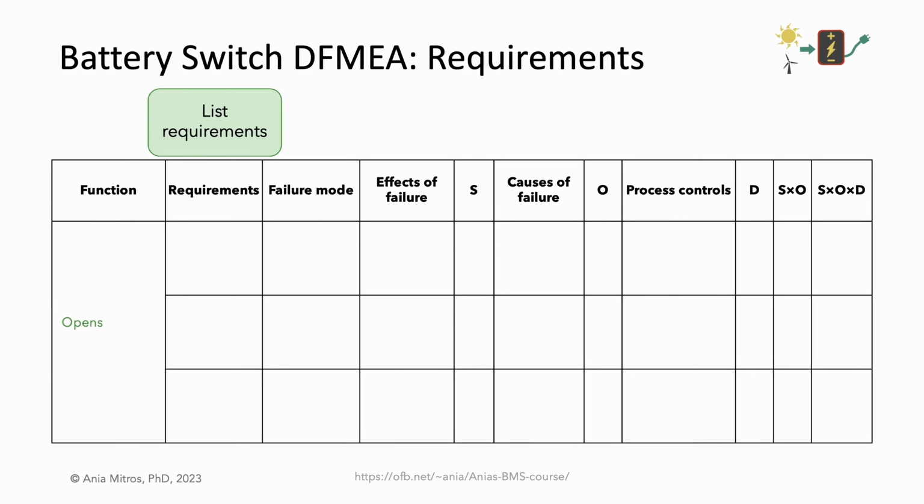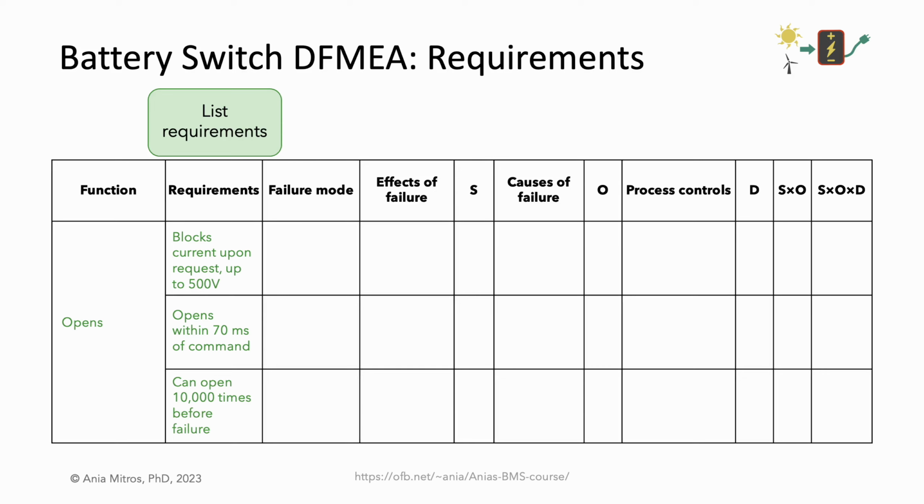For each function, write out its requirements. Perhaps obviously, a switch should block current when asked to open. All switches have a maximum voltage that they can block, and that value is an important design spec. The switch opening time is important. Perhaps we include a reliability spec, the design lifetime in terms of number of opening times.